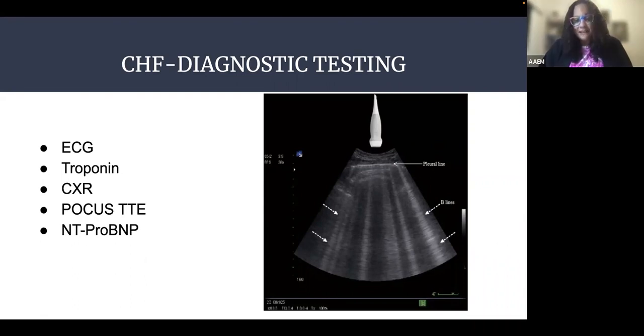What you're looking for here are B lines. You have to have more than three in a field, and they have to go greater than 16 centimeters deep. These are very, very sensitive for CHF exacerbations. Often it's quicker to get an ultrasound than it is to get a chest x-ray, so in a patient where you're concerned for a CHF exacerbation, this is a quick and easy way to assess.